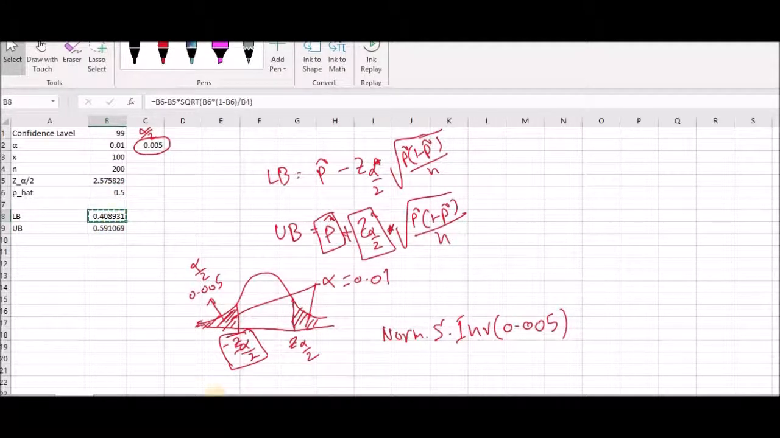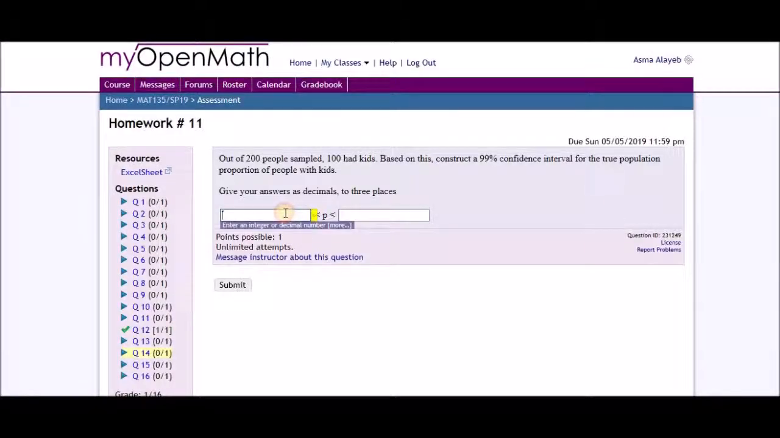I'm going to copy and paste my values into my answer boxes.